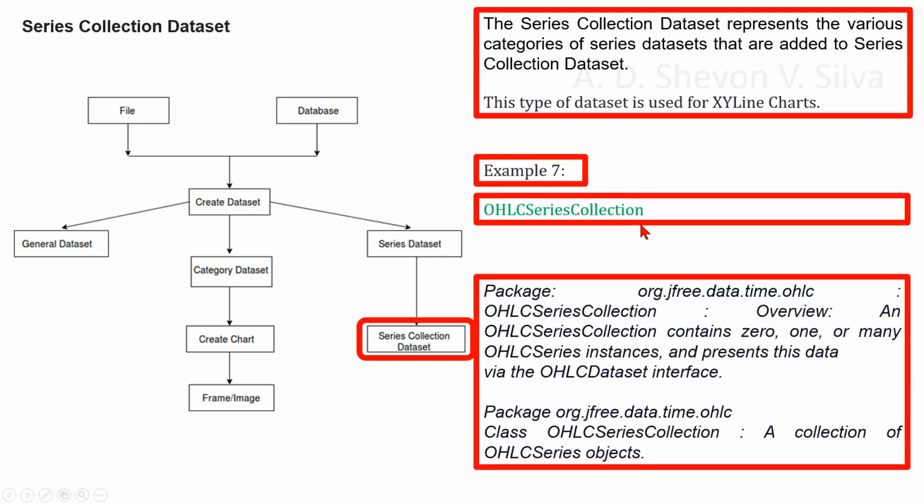Overview in OHLCSeriesCollection in package org.jfree.data.time.ohlc. An OHLCSeriesCollection contains 0, 1 or many OHLCSeries instances and represents this data via the OHLCDataset interface. Class OHLCSeriesCollection in package org.jfree.data.time.ohlc, a collection of OHLCSeries objects. In other words, this class is a dataset that can be used to create charts that require open, high, low, close data. This kind of data is usually related to financial market trading.